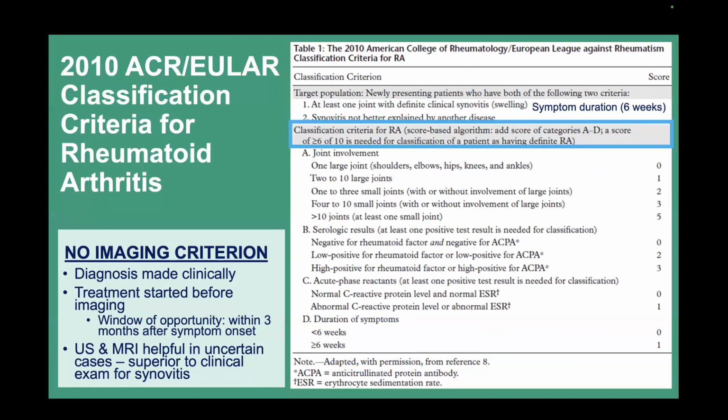The current classification criteria, even though it's about 14 years old, still has essentially removed imaging as part of the criteria for diagnosis, and it's almost exclusively based upon a clinical classification. So the distribution of joint involvement, do they have serological positivity? How long have the symptoms been present?